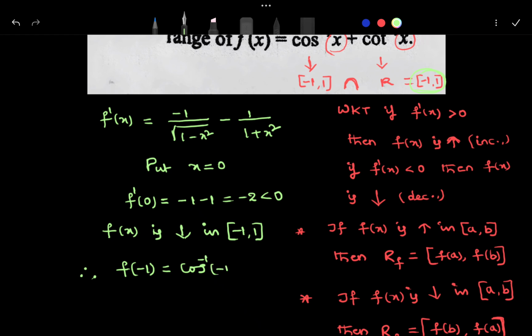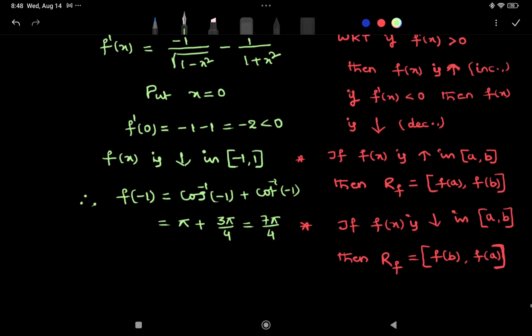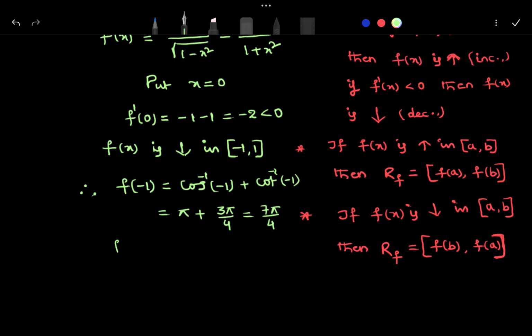Cos inverse of minus 1 plus cot inverse of minus 1. Cos inverse of minus 1 is nothing but pi. This value is pi plus cot inverse of minus 1. Cot inverse of minus 1 value, you can write as 3 pi by 4. So totally this value will be equal to 7 pi by 4. Okay, clear?